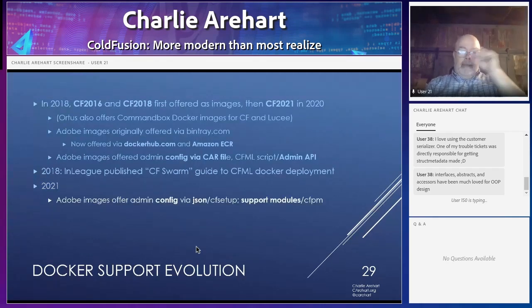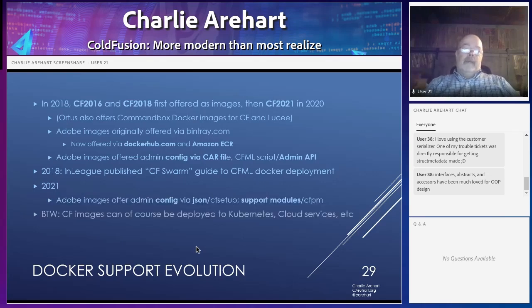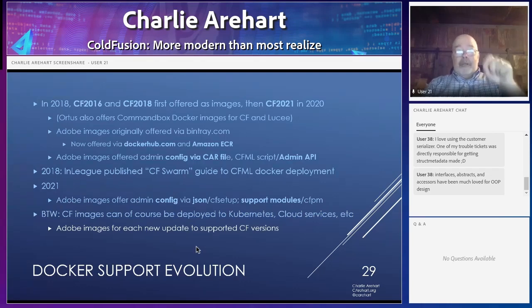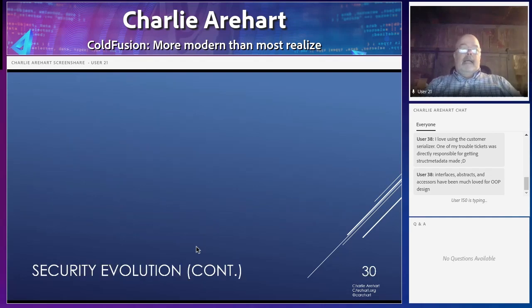But I just want to move on and say that it was that CF 2021 new variation where they added the ability to import those config settings via that JSON. So if you'd created them with that CF setup tool, you could just, again, put them in the Dockerfile and CF would automatically import that JSON during the startup of the container. And they also added the ability, through environment variables, to name those and to name the packages or modules that you wanted it to use on initialization. So again, it's just evolved a lot. And you can definitely deploy on cloud services and so on. And there are Adobe images for each new update. I'm saying not just CF versions, but each update. So there's an image for CF 2021 update 4 and update 3. And they've added those as each release and update came out. All right, moving on. Like I said, I could talk a lot more on that, but we don't have time.